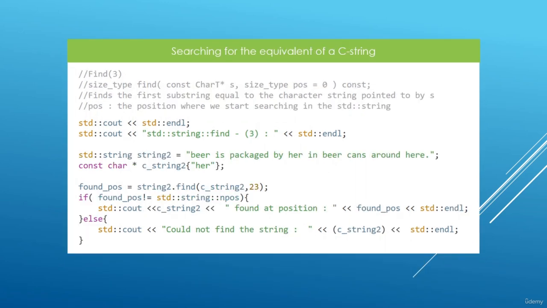It is also possible to search for the equivalent of a C string. For example, here, our target string is going to be stored in a C string pointed to by cstring2, which is a const char pointer.